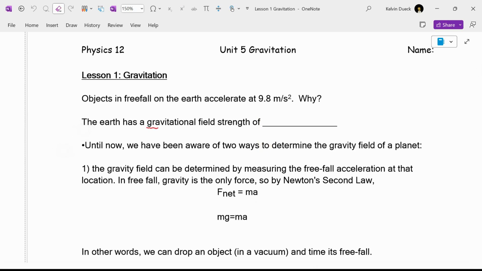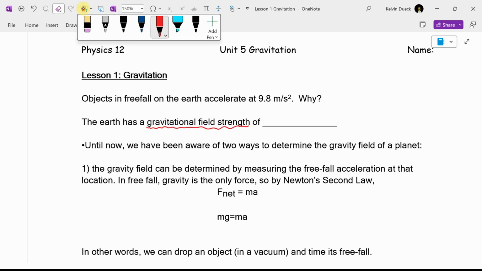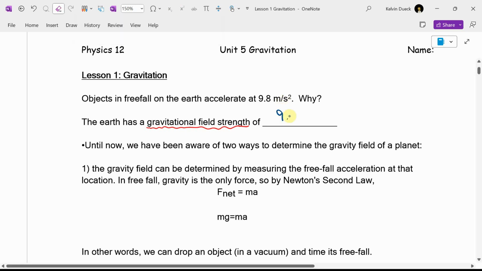Here's a phrase you want to underline: gravitational field strength. I'm going to start to use that phrase more and more often, because now we're going to start to think about free fall in terms of not speeding up, accelerating, but in terms of gravity force acting on you, accelerating. The Earth has a gravitational field strength of 9.8 newtons per kilogram.